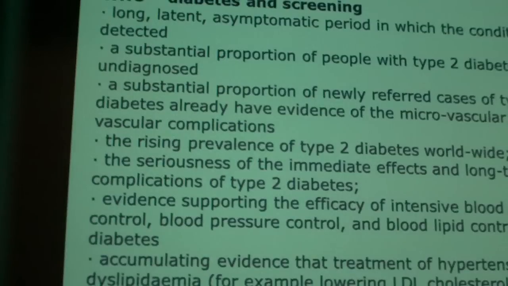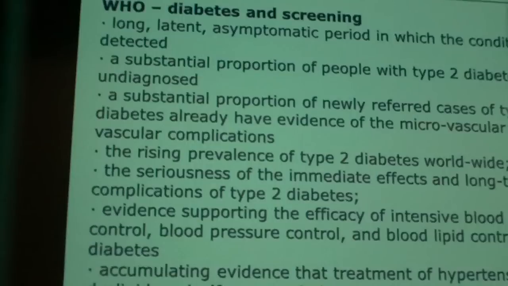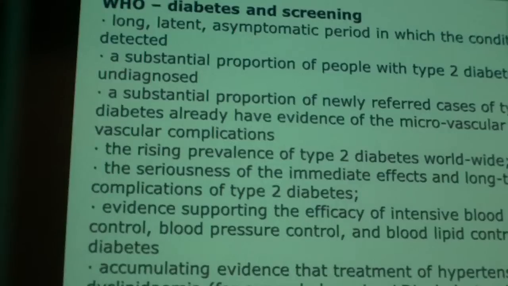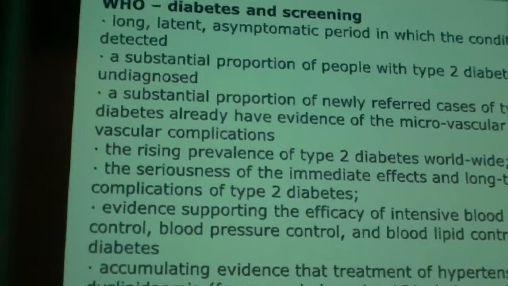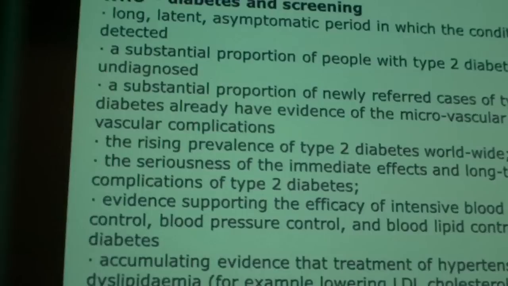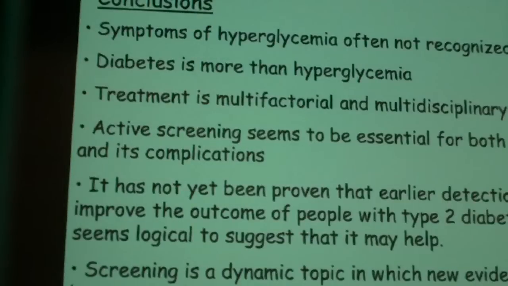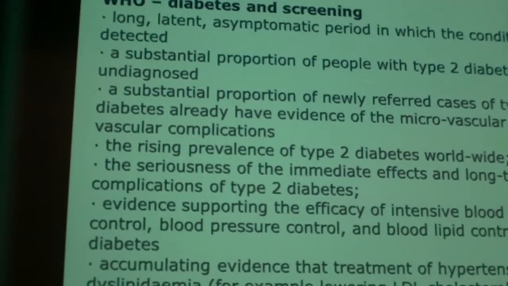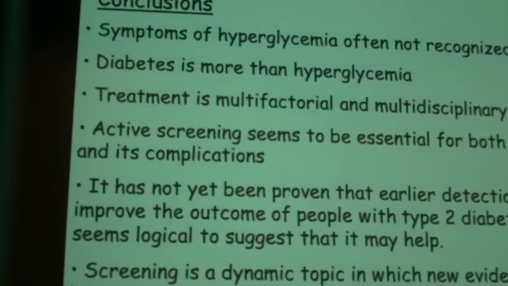There is a rise in prevalence of type 2 diabetes worldwide. There is concern about the immediate effectiveness of treatment on long-term complications of type 2 diabetes. And there is evidence supporting the efficacy of intensive glucose control, blood pressure control, and blood lipid control. And there is accumulating evidence that treatment of hypertension and dyslipidemia can prevent, or at least decrease, the incidence of cardiovascular disease in people with type 2 diabetes. But for now, there is no screening program for diabetes. And that is why we have, for example, the Maastricht Study and other large cohort studies worldwide, to get a useful screening tool for diabetes.